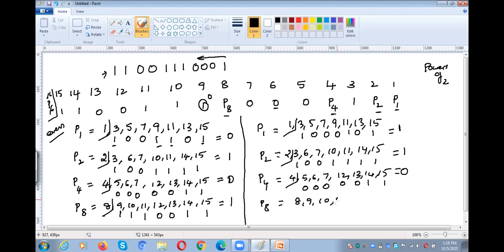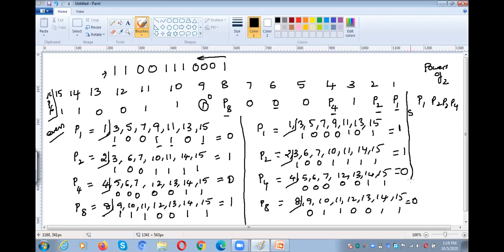8, 9, 10, 11, 12, 13, 14, 15. Discard 8. So ninth value is changed to 0. So 1, 1, 0, 0, 1, 1. So how many number of ones are there? 4 ones. So the parity is 0. So what are the center side parity bits? Center side parity bit positions: 0, 1, 0, 1, 0, 1, 0, 1. What are the receiver side parity bits? 1, 1, 0, 0, 1, 1, 0, 0.